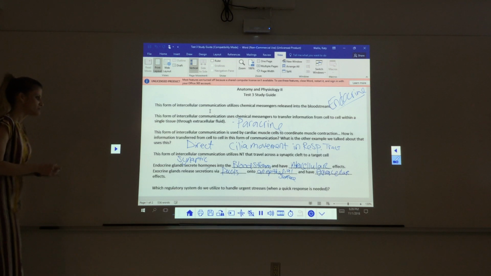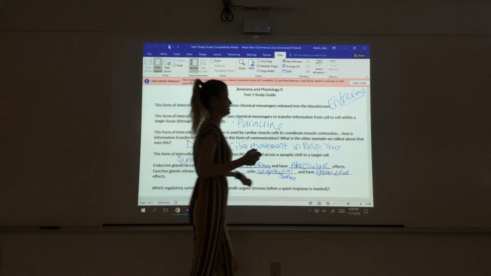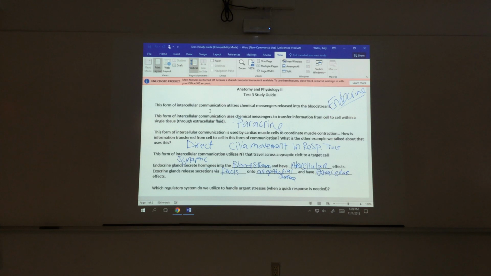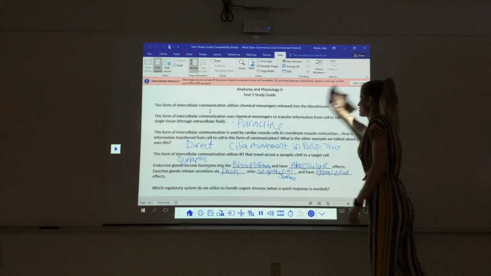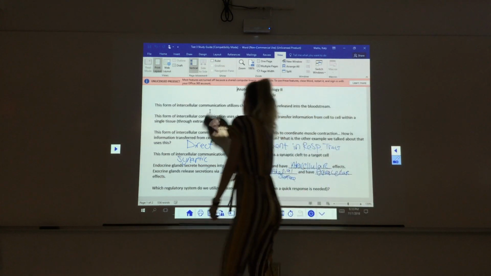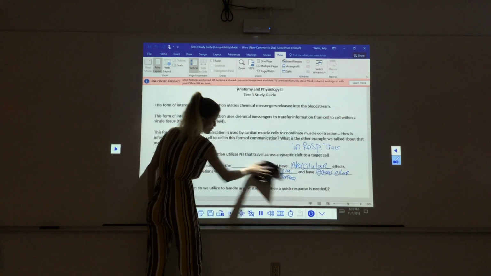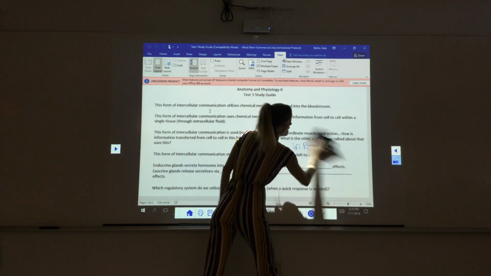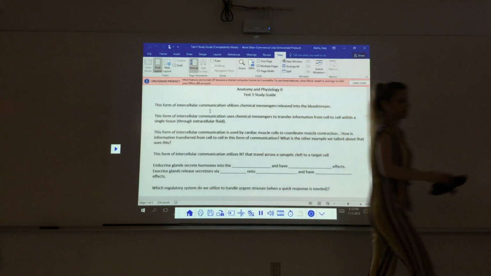Which regulatory system do we utilize to handle urgent stresses when we need a really quick response? Nervous system. The nervous system, right? The endocrine system takes a while. So if I'm falling down and I need to move my muscles to catch myself, I'm not going to rely on the endocrine system to do that. The nervous system handles that because it's fast. Or senses. If I'm seeing, if I'm hearing, I need that information to travel quickly, so I'm going to use the nervous system.